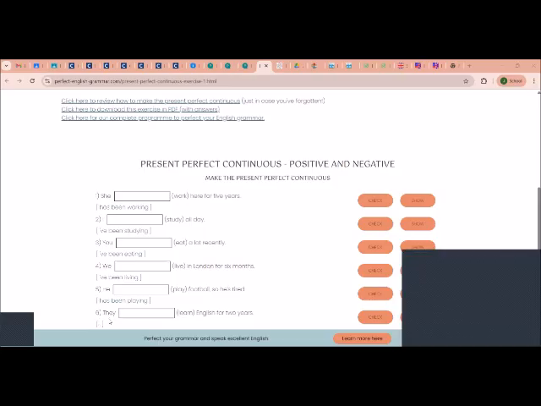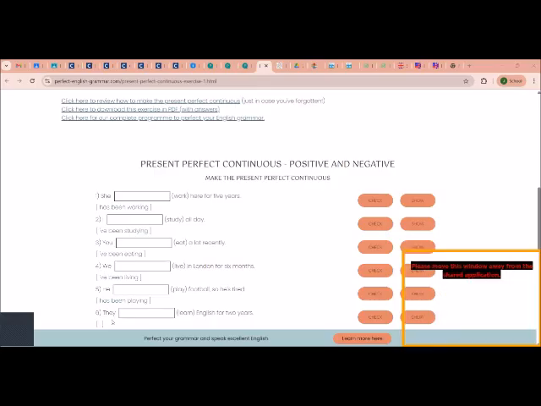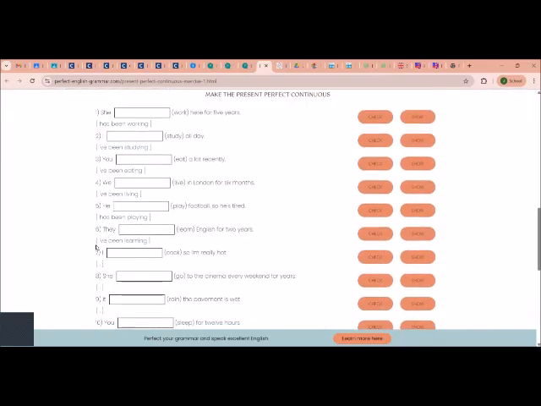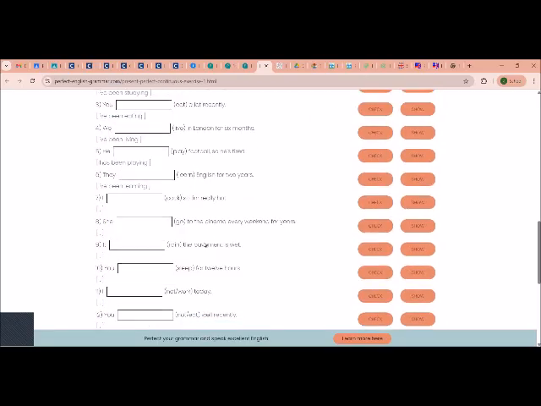They have been learning English. Again, they've been living or learning. Learning. Good, they've been learning. One more time. They've been learning English for 2 years. Okay, right? So those are affirmative sentences.